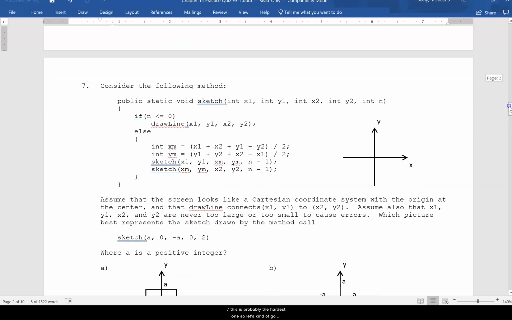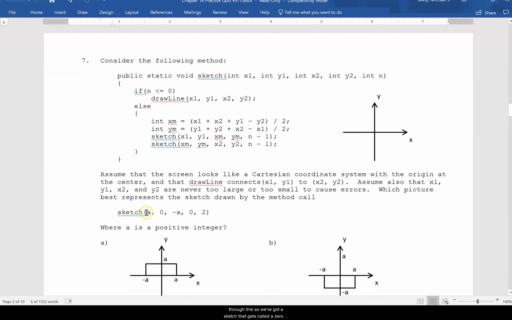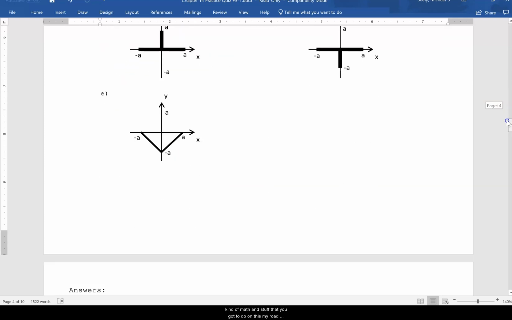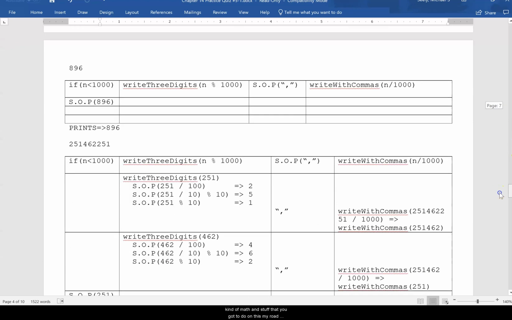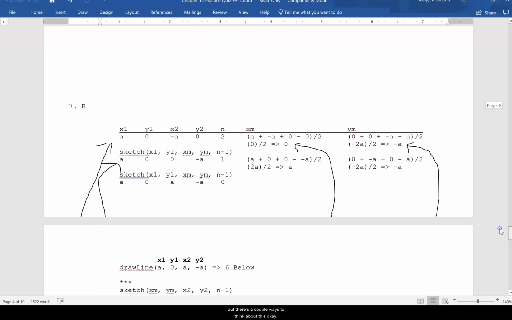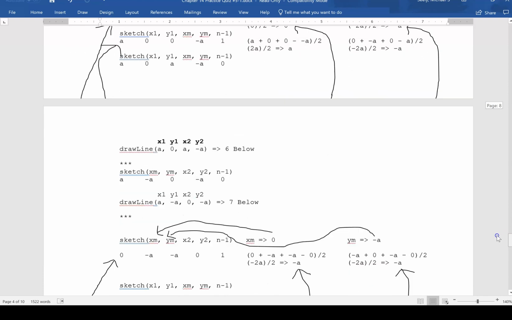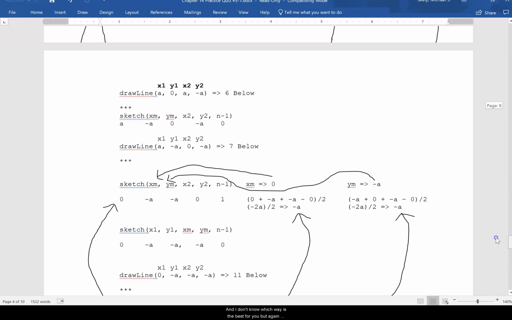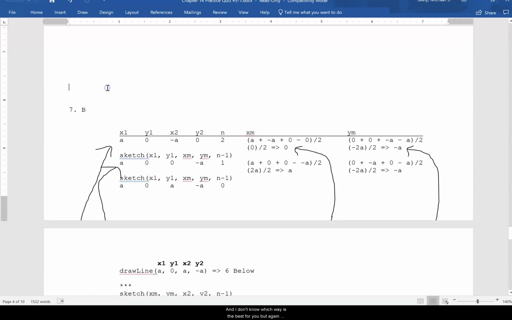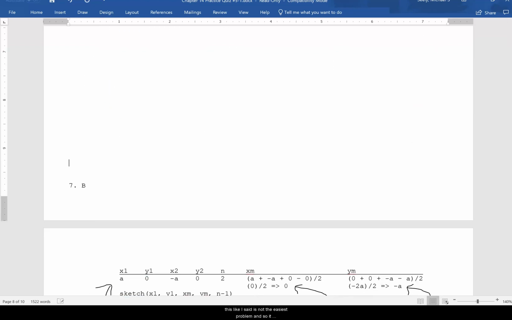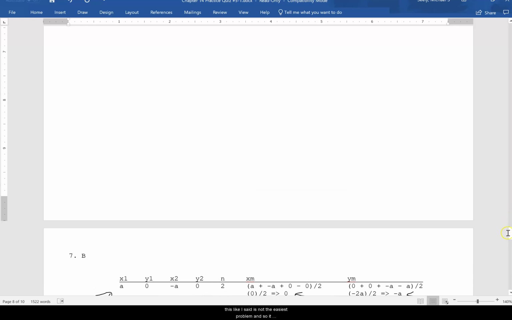Question 7 is probably the hardest one, so let's go through this. We've got a sketch that gets called with A, 0, negative A, 0, and 2. It gets passed into here, and if n is less than 0, then we draw the line, else we do this. There's a lot of math you have to do on this, and I wrote it out, but there's a couple ways to think about this. I don't know which way is best for you, but like I said, this is not the easiest problem, and it takes some work.